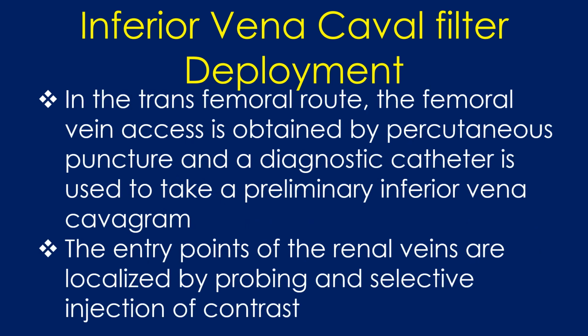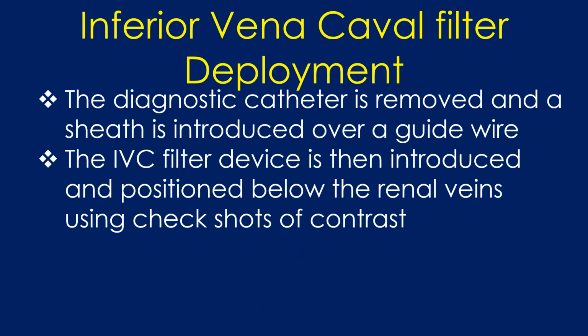In the transfemoral route, the femoral vein access is obtained by percutaneous puncture and a diagnostic catheter is used to take a preliminary inferior vena cavogram. The entry points of the renal veins are localized by probing and selective injection of contrast. The diagnostic catheter is removed and a sheath is introduced over a guide wire. The IVC filter device is then introduced and positioned below the renal veins using check shots of contrast.